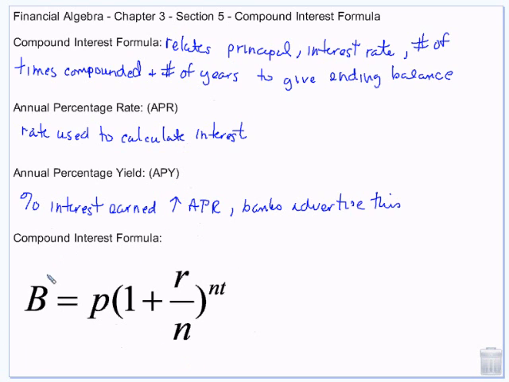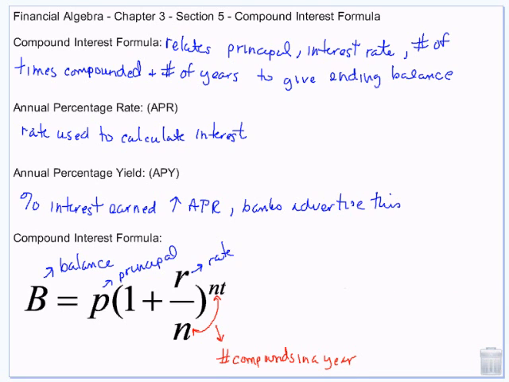Compound interest formula. This is your balance at the end. The P is still the principal. A 1 is just a 1. R is the rate. N, you've got 2 of them. These are the number of times compounded in a year. And T is time in years. It always has to be in years. Which is why you have fractions.